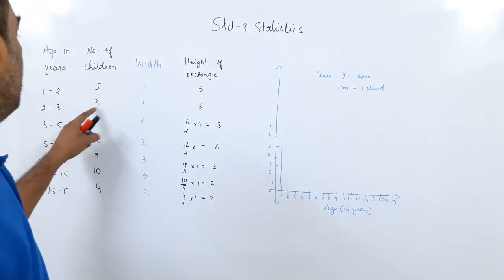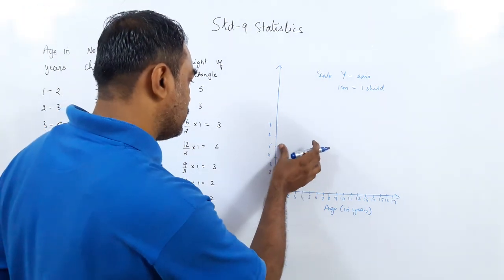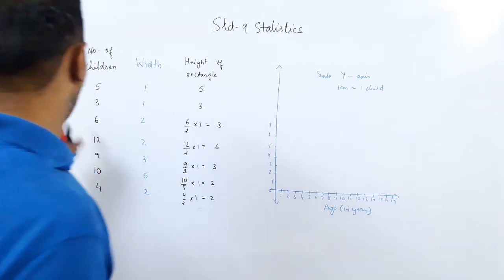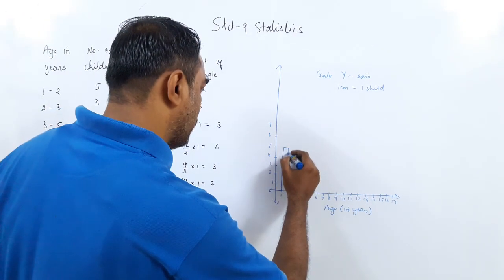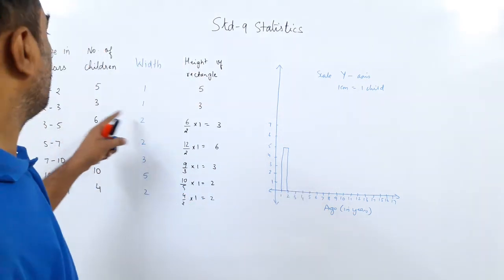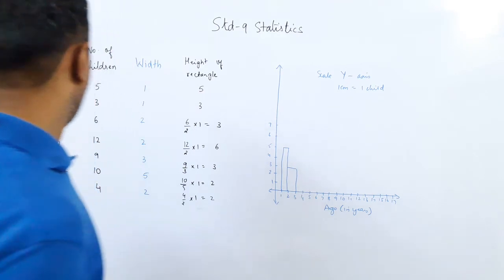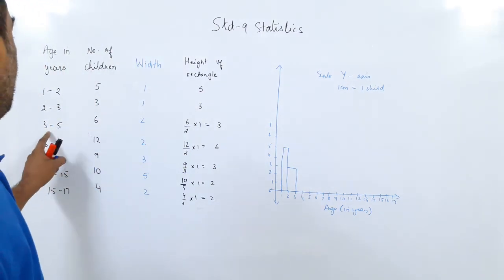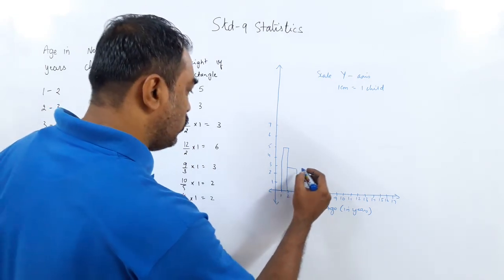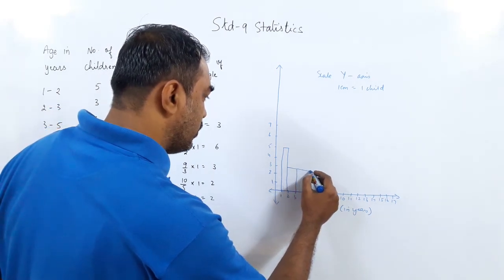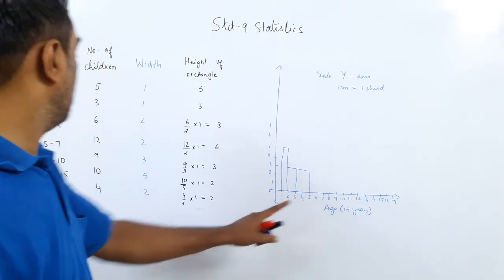Then 2 to 3 is the height. This is not 0 to 1, it is from 1 to 2. So from 1 to 2, this should be the height. From 2 to 3, the height is 3. Now 3 to 5, a gap of 2, the height is 3. So from 3 to 5, you can see the width has varied. We went from 1 to 2, 2 to 3, but 3 to 5.